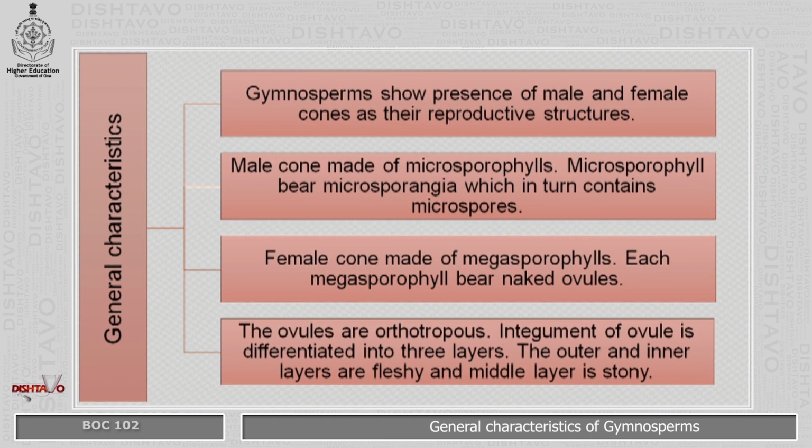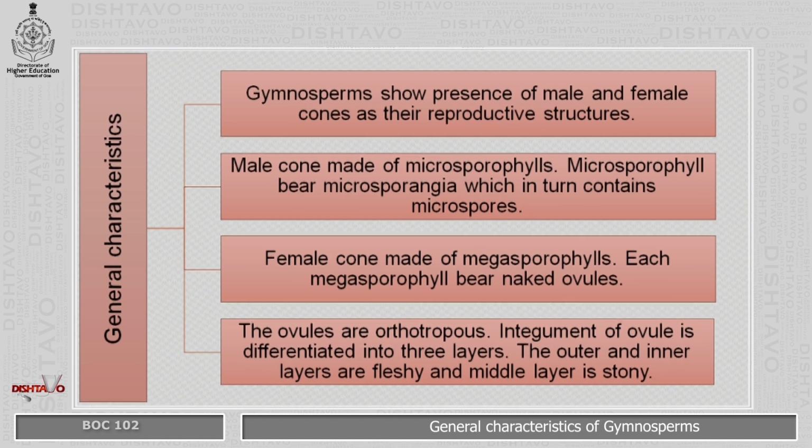Gymnosperms reproduce by producing the reproductive structures, namely male cones and female cones. Male cones are made up of a number of microsporophylls which are arranged around the central axis. Microsporophylls are the leafy structures which always bear a bag called the microsporangium. Each microsporangium will bear a number of microspores. Similarly, the female cone is made up of a number of megasporophylls. Each megasporophyll will bear a number of naked ovules.